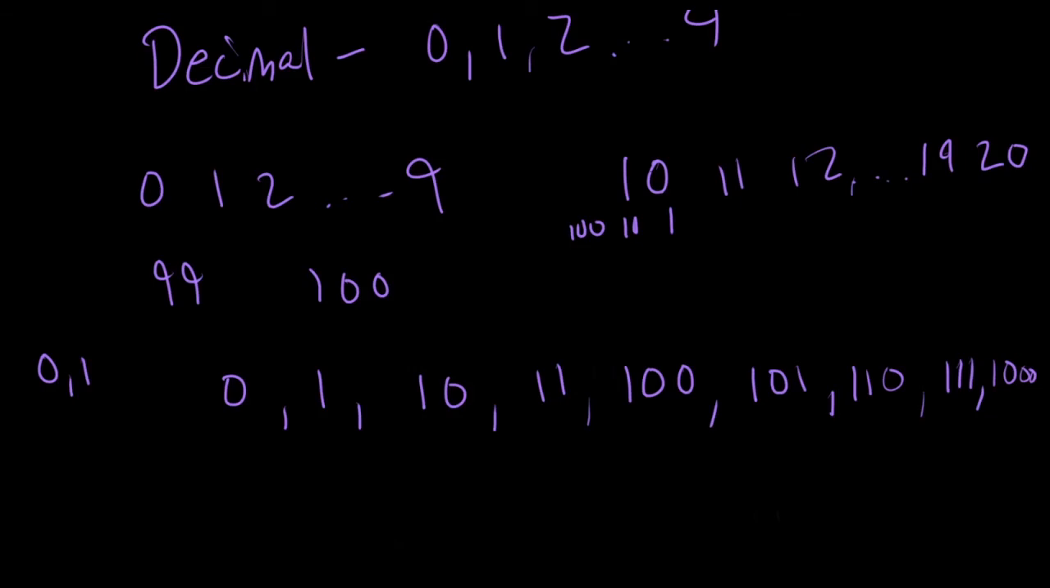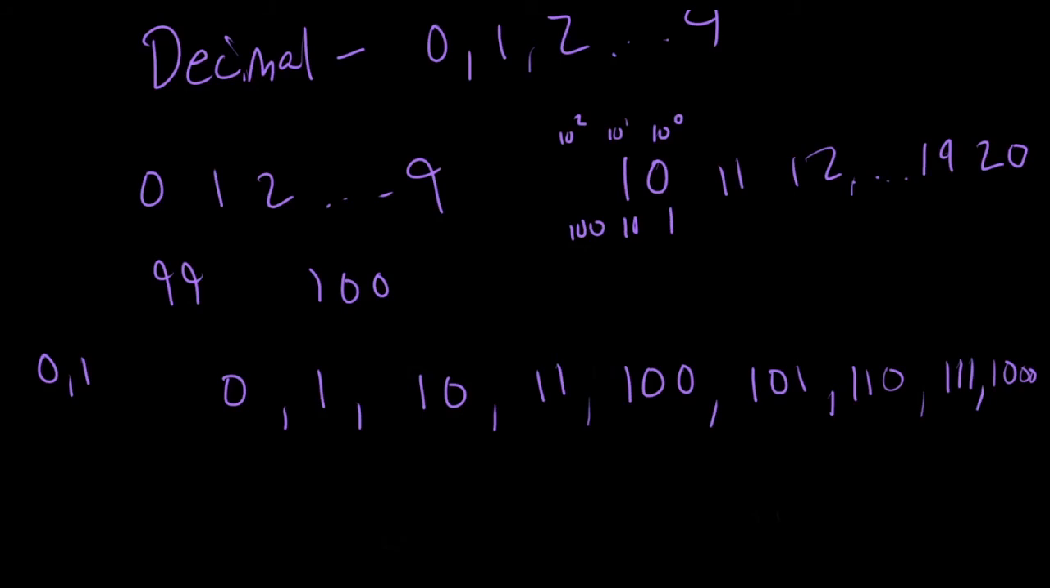So this first digit place right here is 10 to the 0, and then this is 10 to the first, and then 10 to the second. So this is 1, 10, 100. So we have 0 in the 1's place, so 0 times 1 is 0.